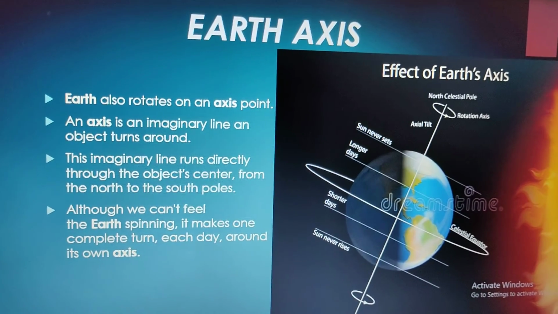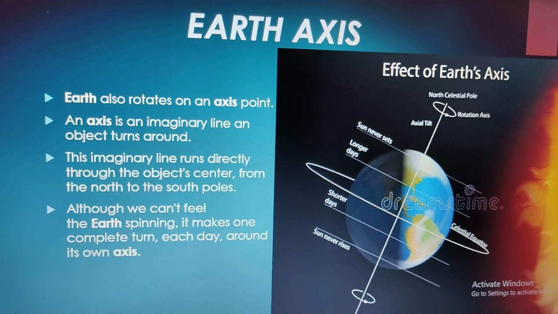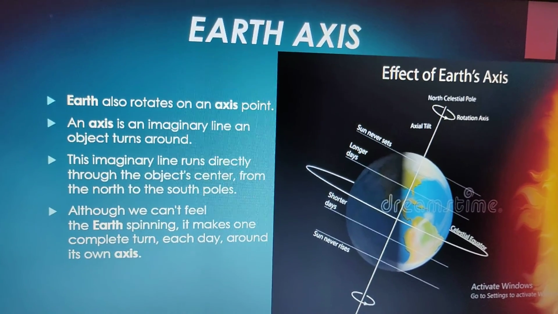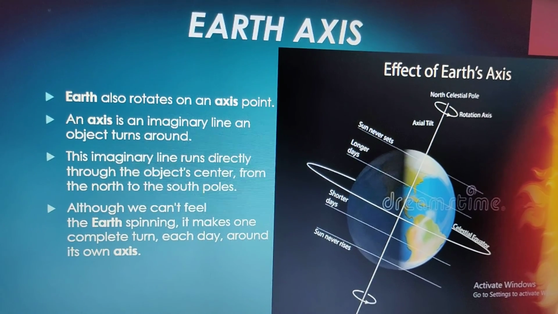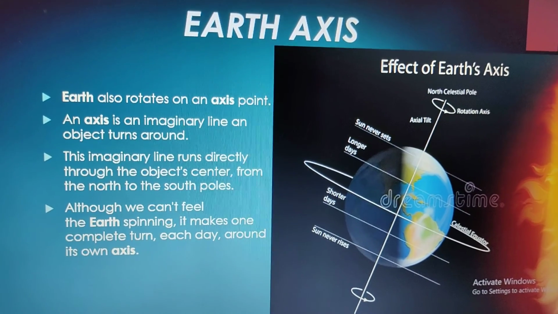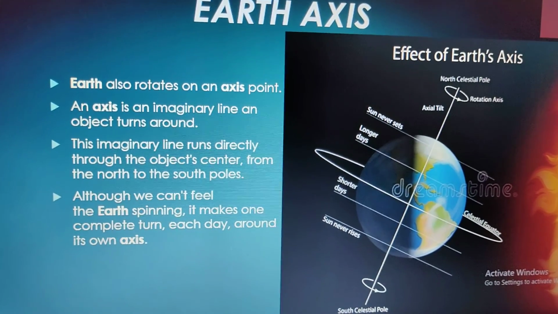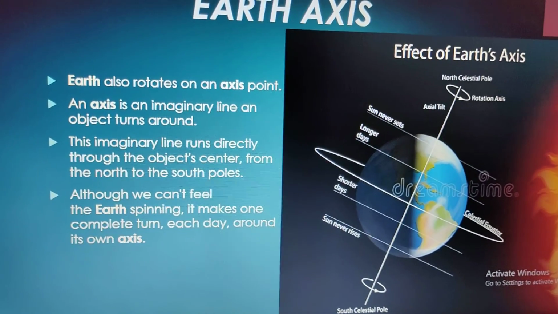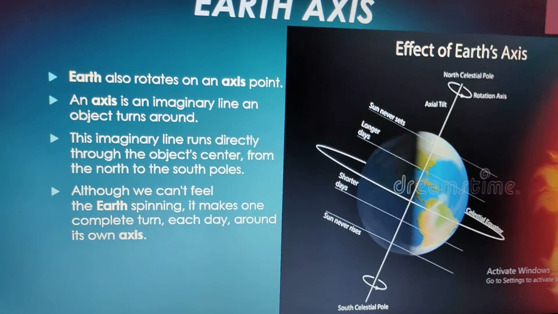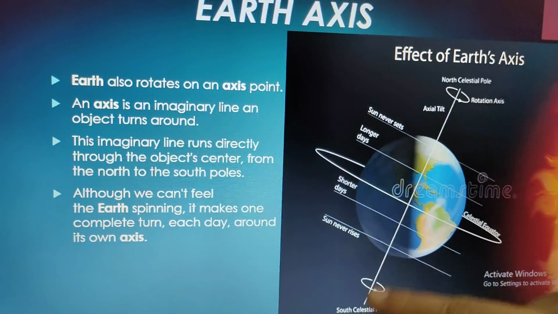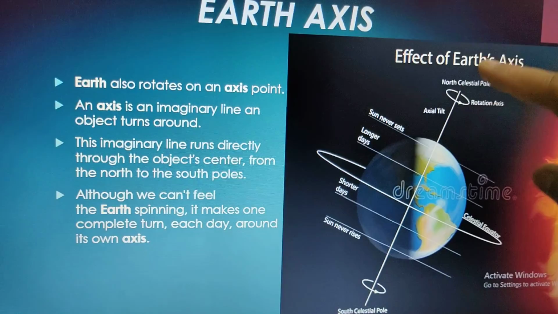Although we can't feel the Earth spinning, it makes one complete turn each day around its own axis. Earth takes 24 hours to rotate. One rotation of the Earth is equal to 1 day, which is equal to 24 hours. The axis is a bit tilted. It crosses from the North to the South Pole.